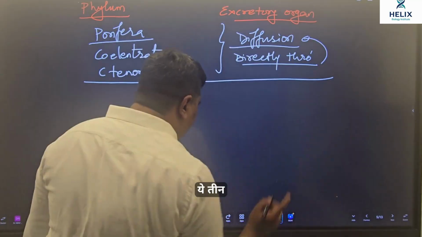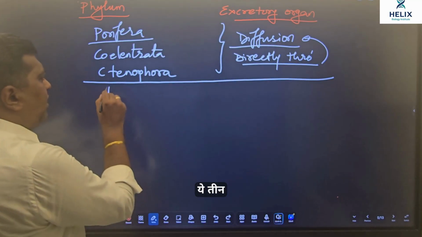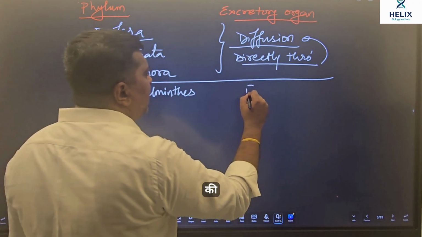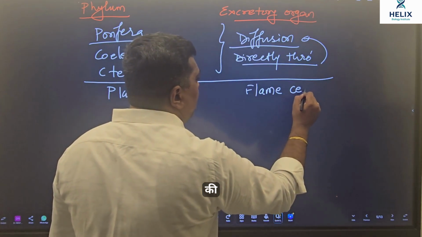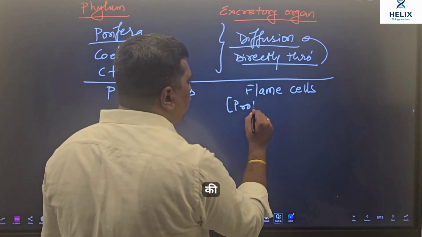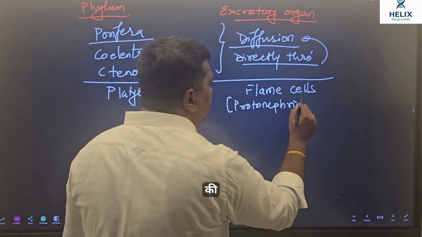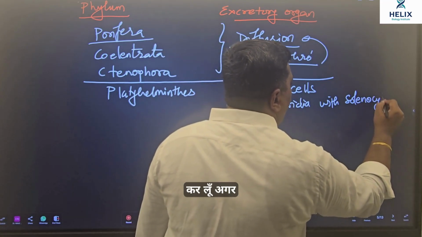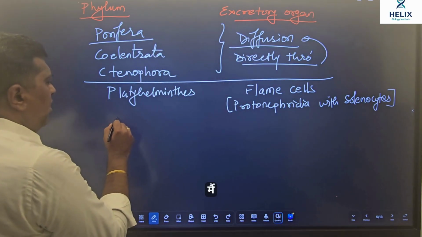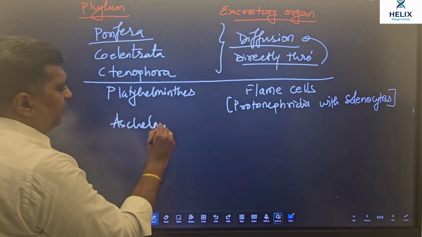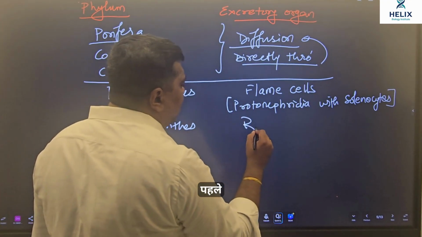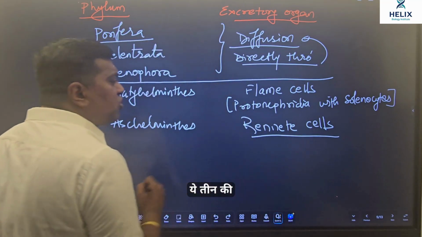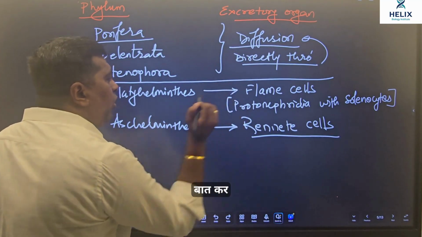Whereas the next phyla, the first phyla to have a specialized excretory organ, is Platyhelminth, where we say that the flame cells, or we also write it as Protonephridia, with solenocyte, act as an excretory organ. Whereas in Aschelminth, specialized H-shaped renette cells act as an excretory organ.